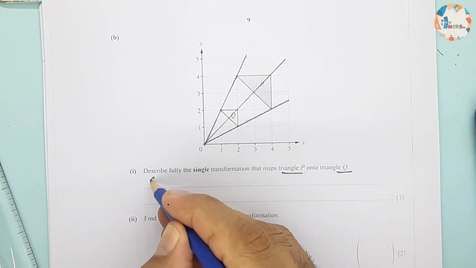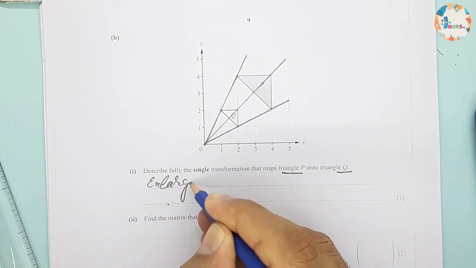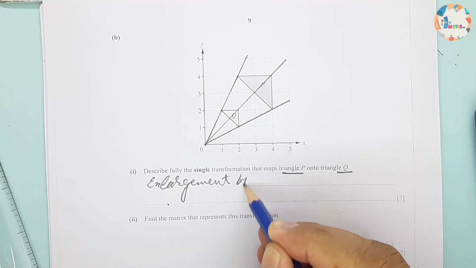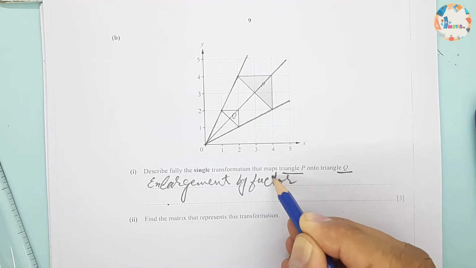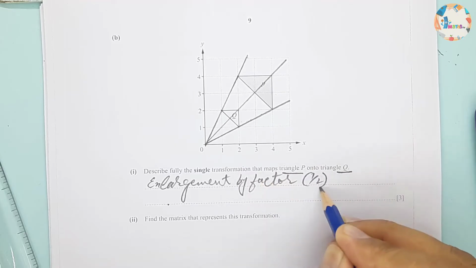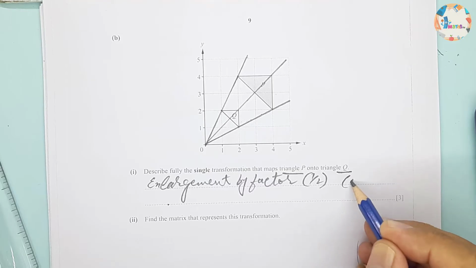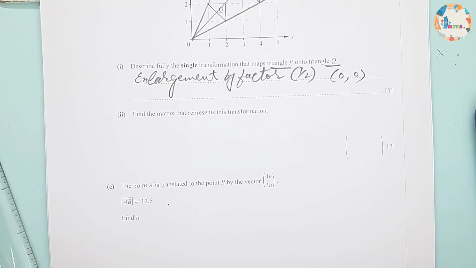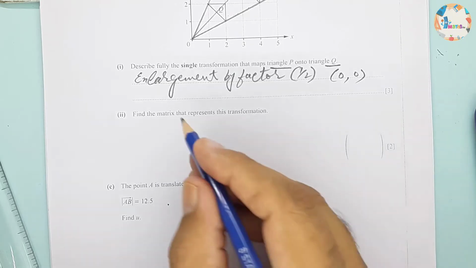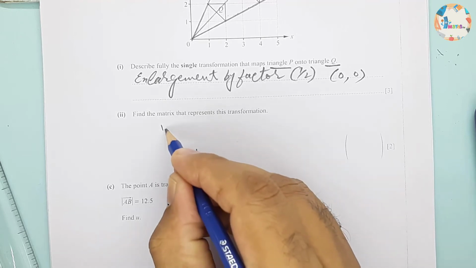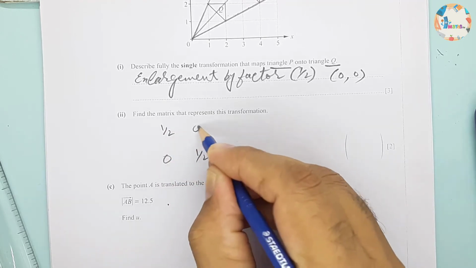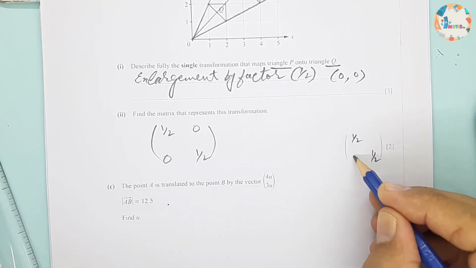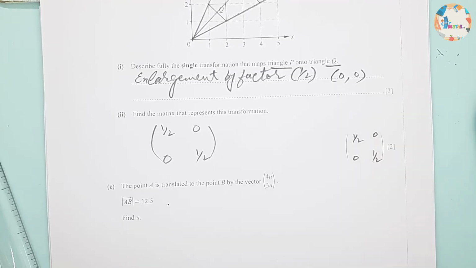So we can write enlargement by factor 1/2, about origin, so we'll write here 0 0. So this will be our answer. Find the matrix that represents this transformation. Instead of 1 1 over here, we will write here 1/2 and 1/2, and this will be 0 0. So this will be the enlargement matrix by scale factor 1/2 and center as origin.